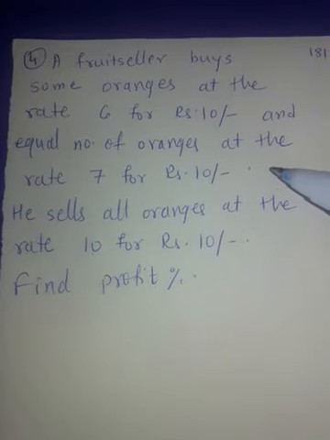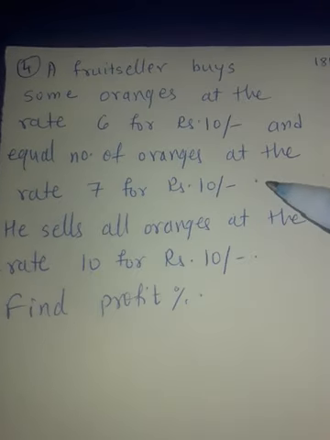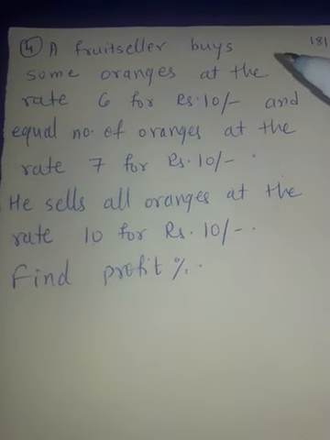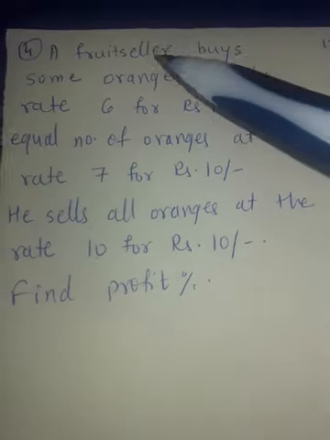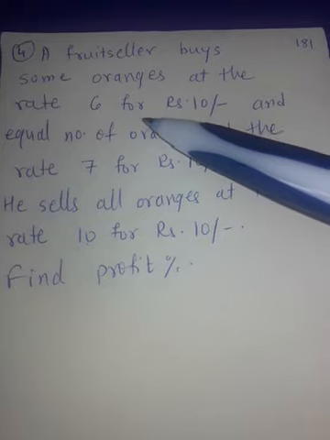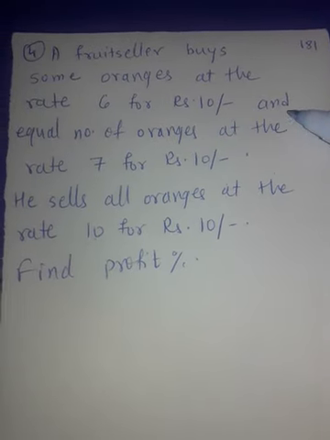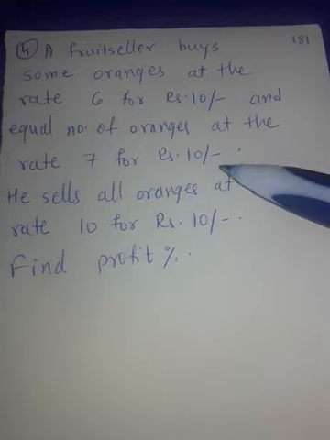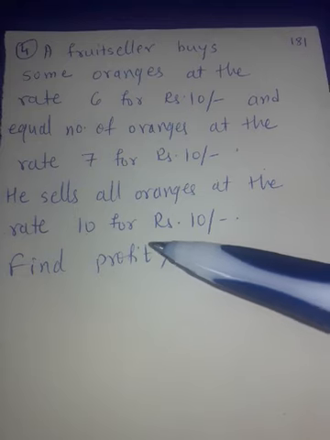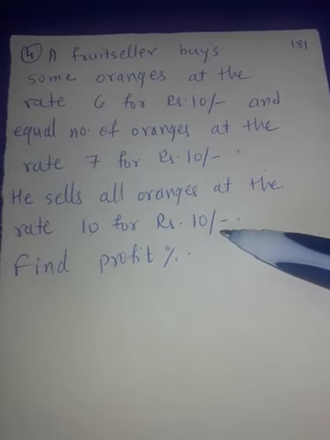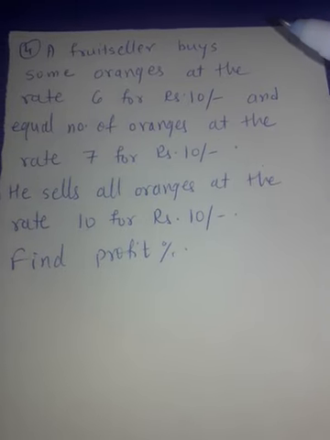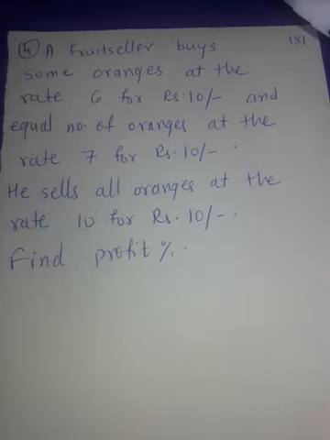This example is a little tricky. It is from previous year papers and children often make mistakes, and what mistake they make, that also I will explain to you. First let us read it. A fruit seller buys some oranges at the rate 6 for rupees 10 and an equal number of oranges at the rate 7 for rupees 10. He sells all the oranges at the rate 10 for rupees 10. Find profit percent. Here have they mentioned how many oranges he bought, how many he sold?